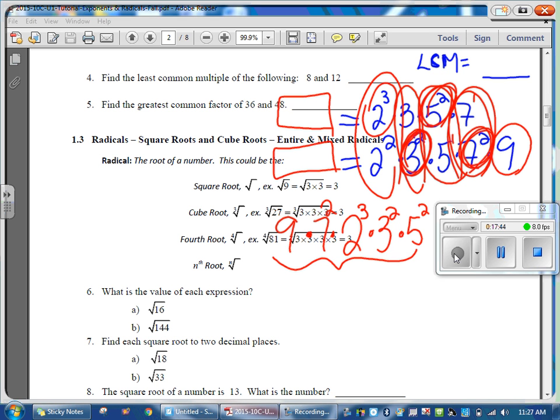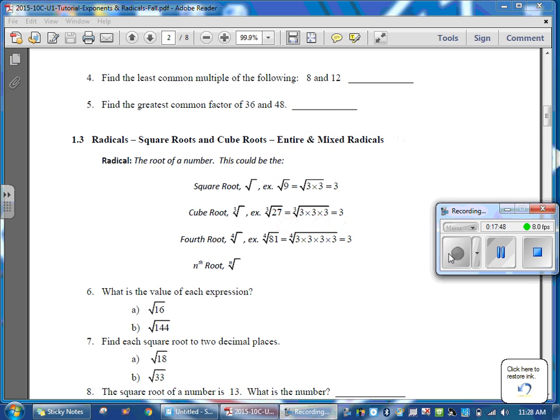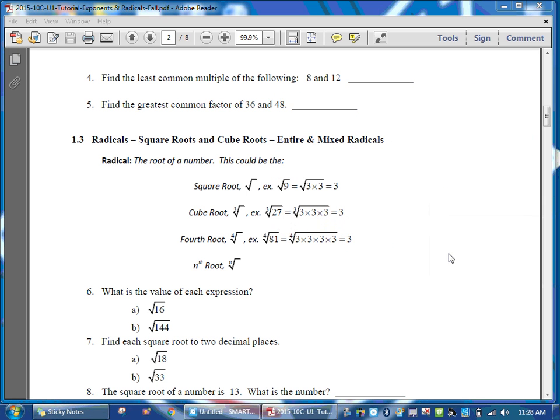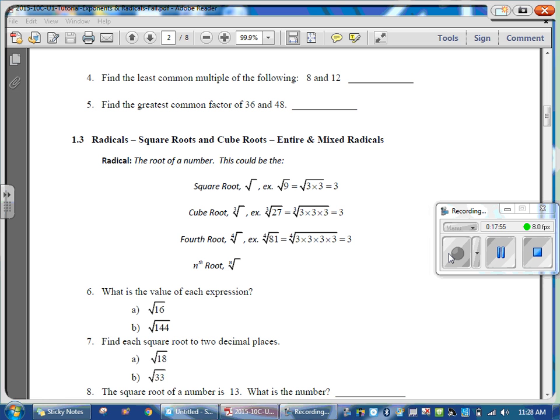Now we're going to talk about greatest common factor. We have 36 and 48. So again, we do our prime factorization, or we can just list the factors of 36 and 48, and find the ones that they have that are the largest. So there's 2 ways to do it. First way is the prime factorization with the factor trees. I'll show you that way first.